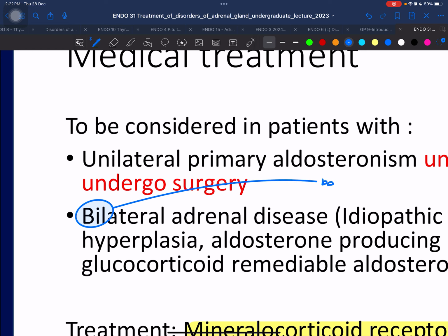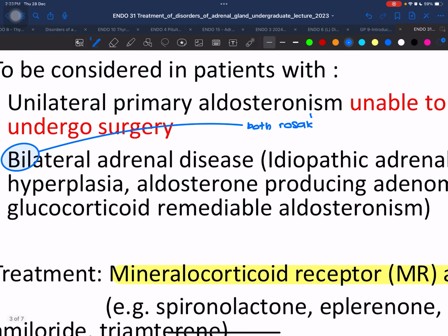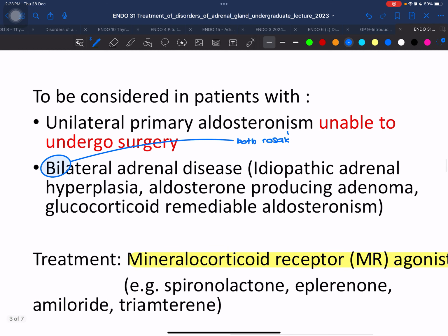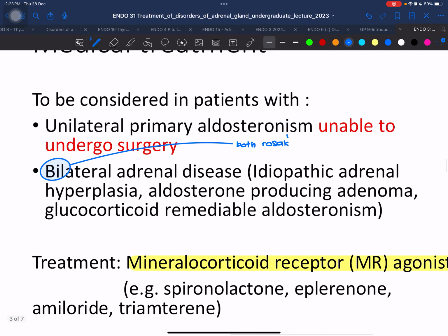Treatment would be mineralocorticoid receptor antagonist. I think in the lecture notes I gave, I typed it wrongly as agonist. It should be antagonist because you want to stop that, you want to inhibit that. Examples would be spironolactone, eplerenone, amiloride, and triamterene.